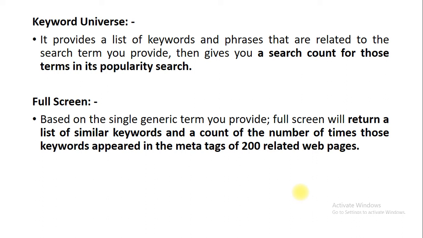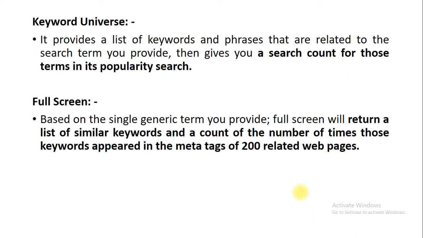Full screen will return a list of similar keywords or count the number of times those keywords appeared in the meta tag of 200 related web pages. Remember one thing: when you want to count how many times a particular keyword occurs on particular web pages, that counting is possible using full screen, which will calculate the total number of times the keyword appeared in the meta tag in the 200 related web pages.